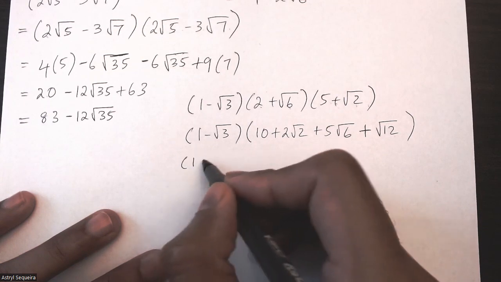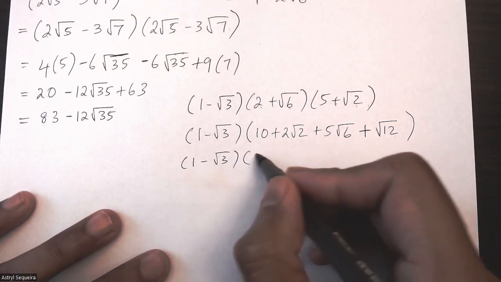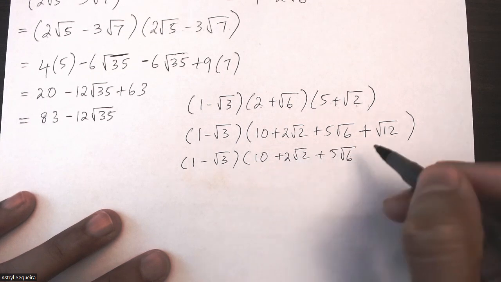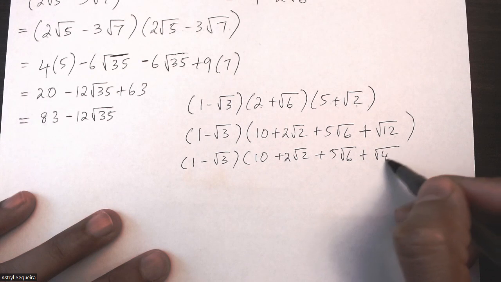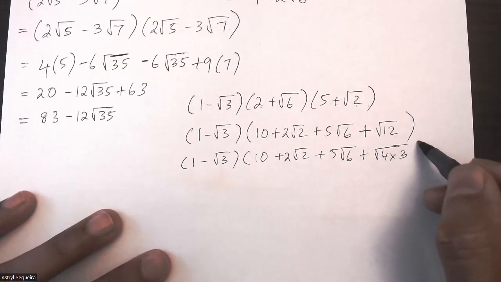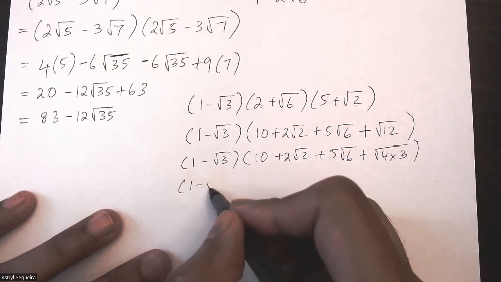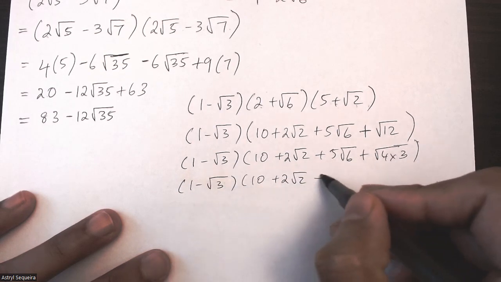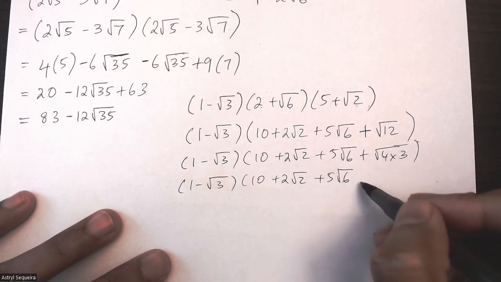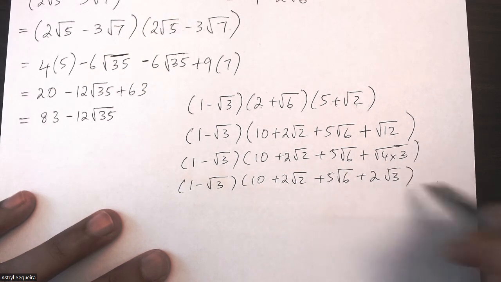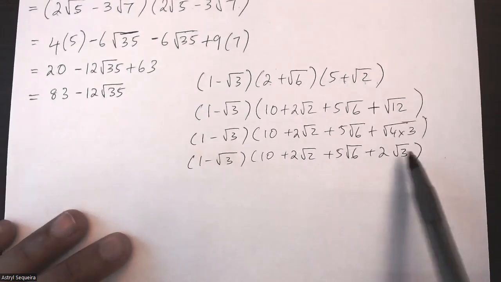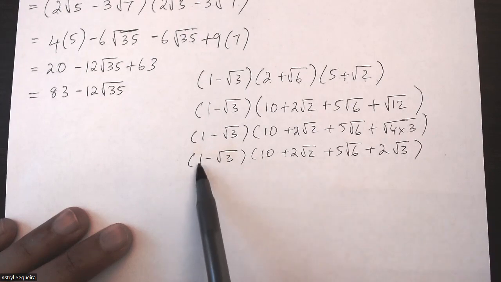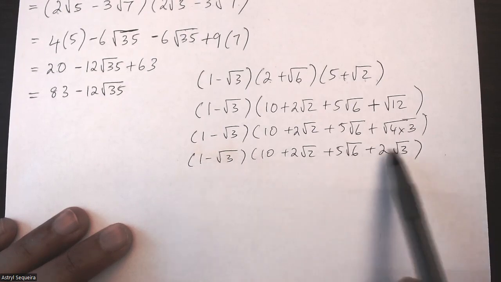So 1 minus root 3, 10 plus 2 root 2, plus 5 root 6. And this I'm going to turn into 4 times 3 because I know 4 is square rootable. And then I'm just going to bring that 4 outside the square root. The square root of 4 is just 2, so 2 root 3. Now there are no like terms I can combine here. So now I got to multiply these 2 brackets. I'm going to start by multiplying 1 with all of these 4 terms.